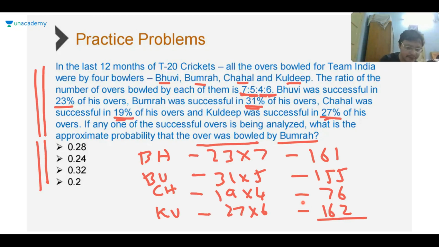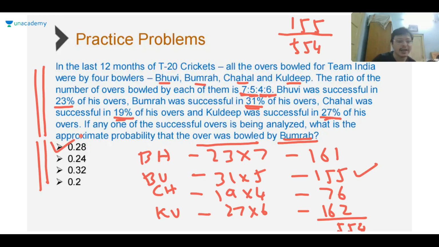162. So what is the sum? The sum comes out to be 554. So the denominator is 554. The numerator is Bumrah, which is 155. So 155 divided by 554 gives you the answer as 0.28. That is all you need to do in this question.